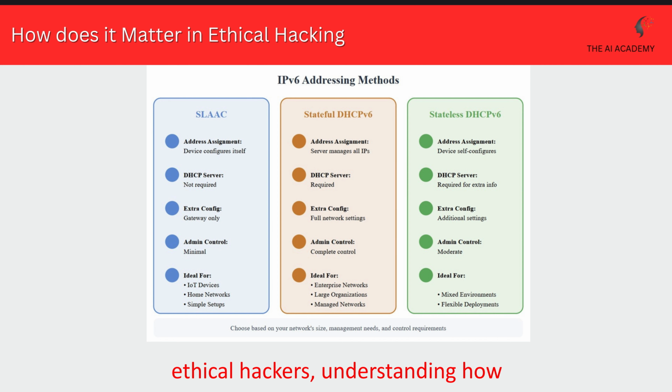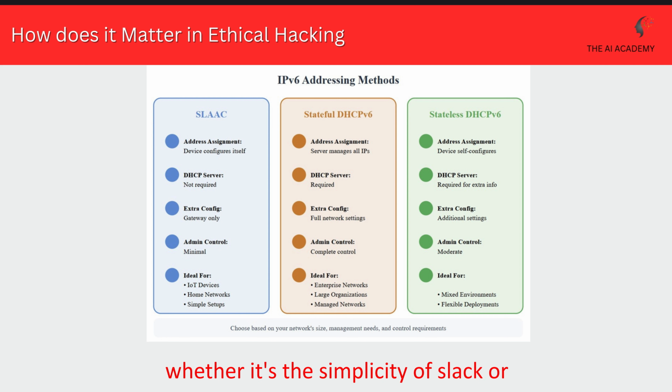For ethical hackers, understanding how IPv6 addresses are assigned is crucial because it helps to identify potential vulnerabilities in configuration processes. Know where to look for attack vectors, like unprotected RA messages in SLAAC or misconfigured DHCPv6 servers. Simulate real-world scenarios, such as spoofing RA messages to redirect traffic in SLAAC environments.